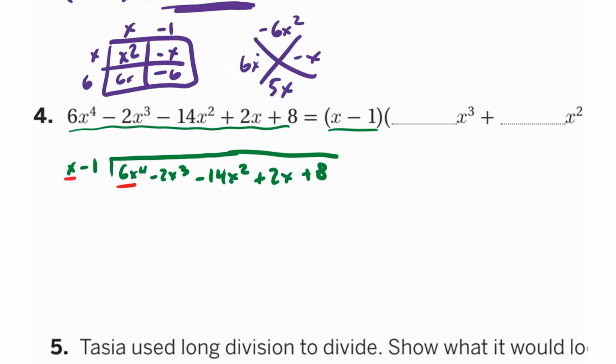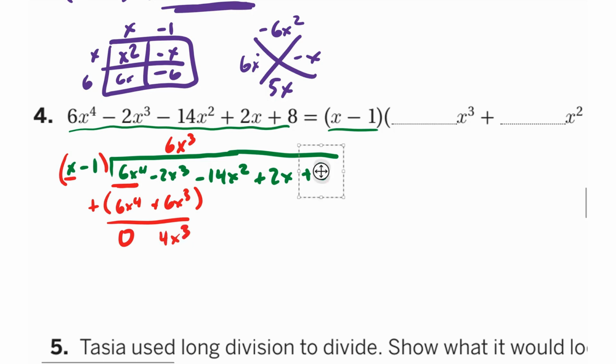So first thing, what do I need to multiply by x to get to 6x to the power 4? That would be 6x cubed. And then I multiply by x minus 1 to get 6x to the 4 minus 6x cubed. And then I subtract both of these. The first one becomes 0, 6 minus 6. Negative 2 minus a negative 6 ends up becoming adding, which would be 4x cubed. And then I can bring down the rest of this here. So bring down, bring down, bring down. Negative 14x squared plus 2x plus 8.